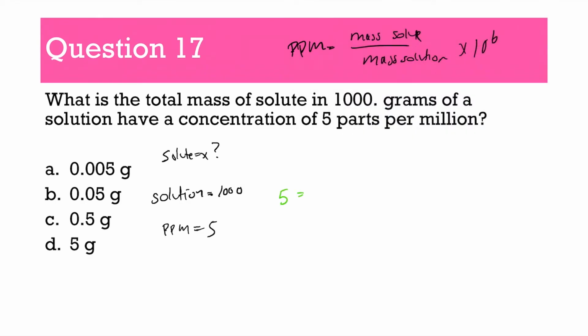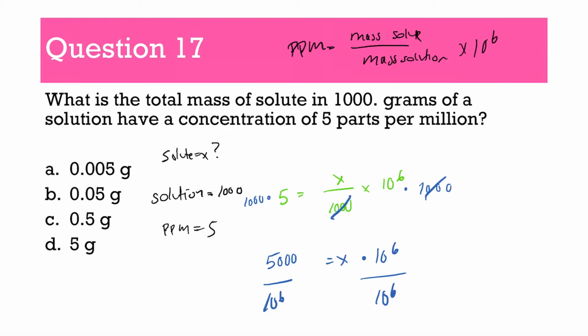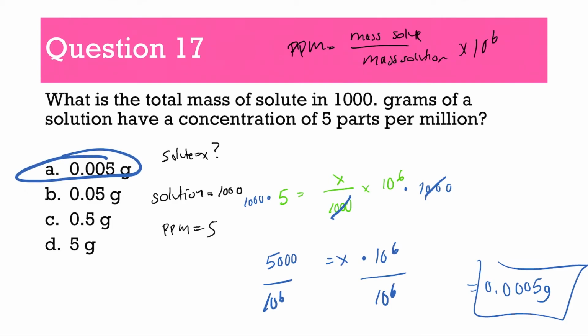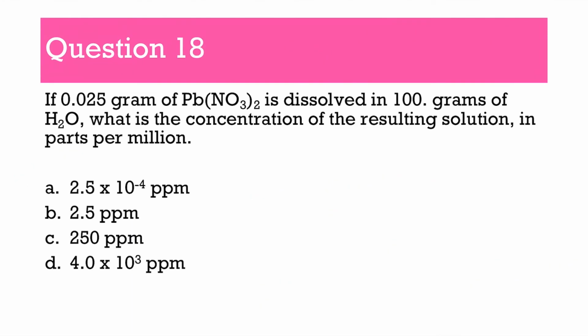So if we plug in what we have, 5 equals x over 1,000 times 10 to the 6th. So we need to find that x. So what you need to do is multiply both sides by 1,000 to get rid of this. So 5 times 1,000 is 5,000 equals x times 10 to the 6th. Divide both sides by 10 to the 6th. 5,000 divided by 1 million is 0.005 grams, which is answer choice A. And that's it.